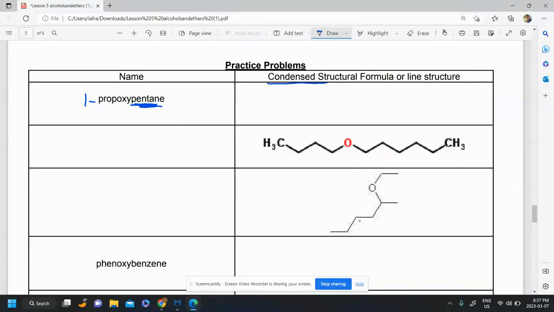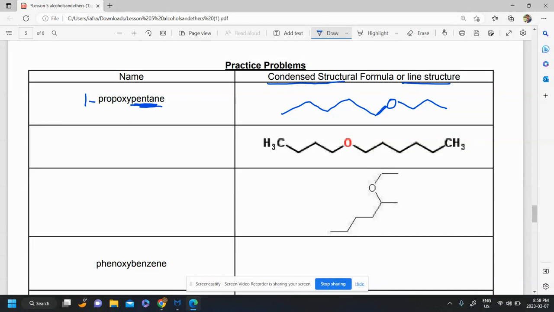You can choose what you want to draw it as, condensed or line. I'm going to do lines, a bit easier. So 1, 2, 3, 4, 5. On carbon number 1, we'll put our propoxy, so we'll have to connect an O there. And then we'll have 1, 2, 3. Propoxy means 3 carbons.